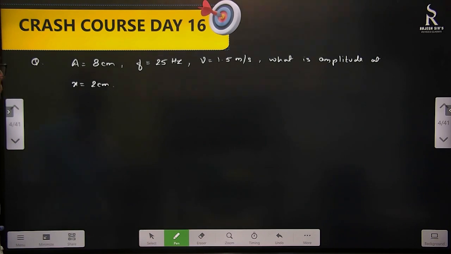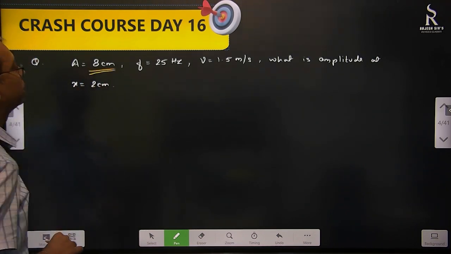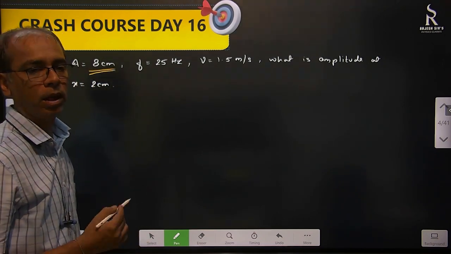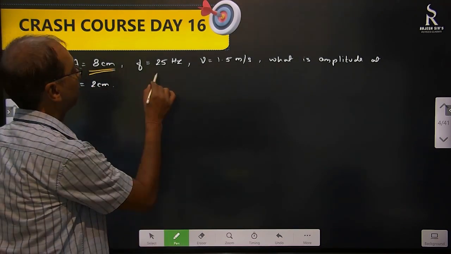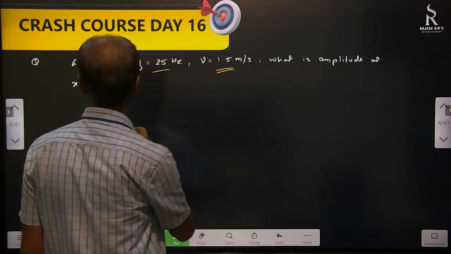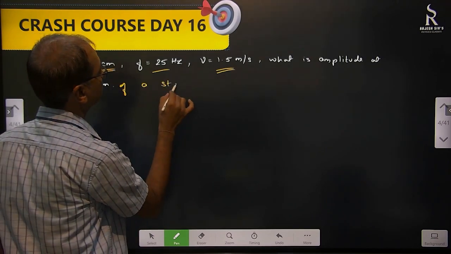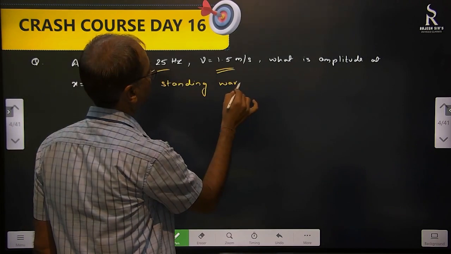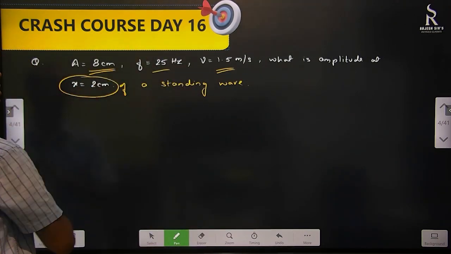One more question is there. A equal to 8 centimeter. That's amplitude, amplitude of the traveling wave. So amplitude is 8 centimeter, frequency is 35, velocity is 1.5 meter per second. What is the amplitude at x equal to 2 centimeter of a standing wave? Of a standing wave. Okay. So he wants the amplitude at x equal to 2 centimeter.